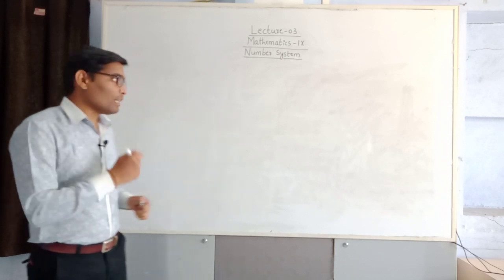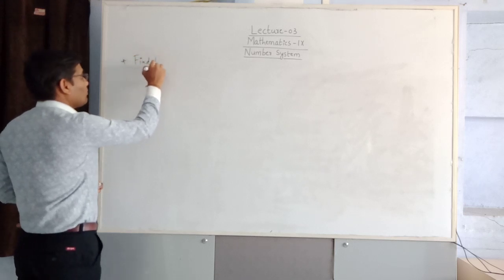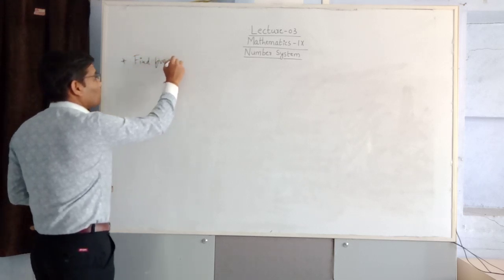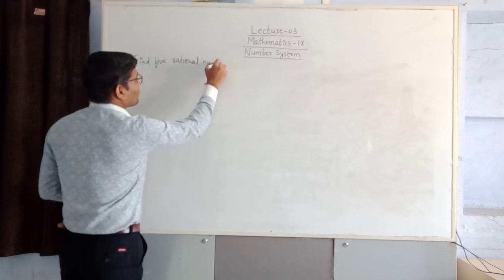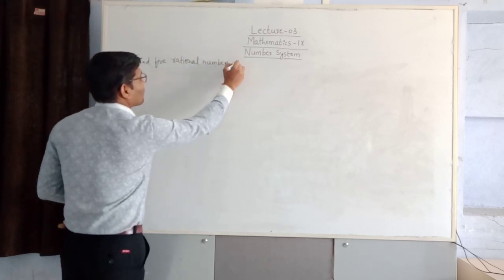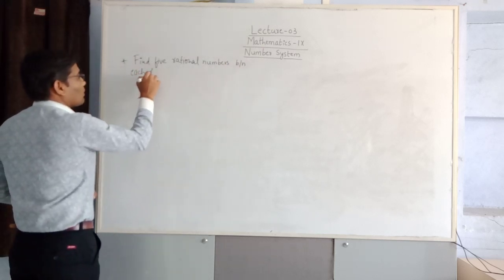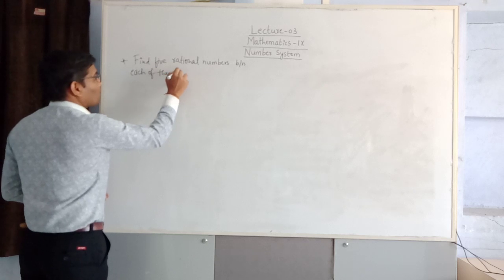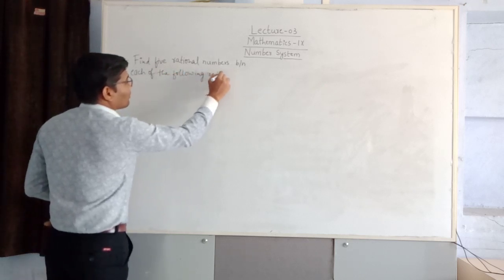Now, let's write a question, that is, find 5 rational numbers between each of the following rational numbers.